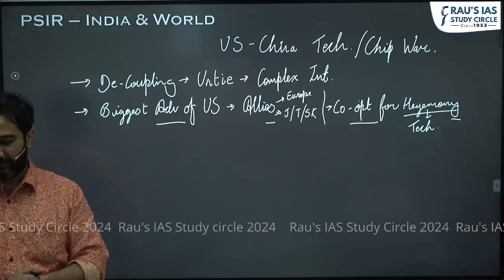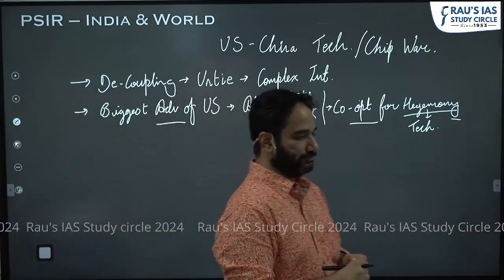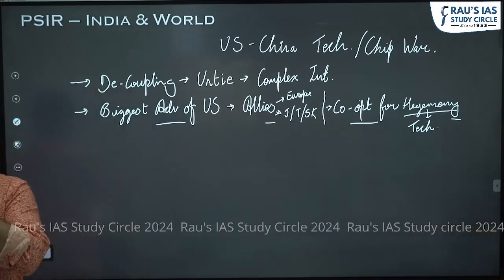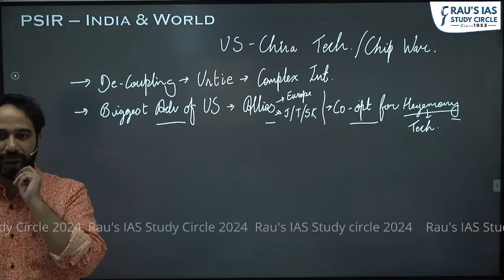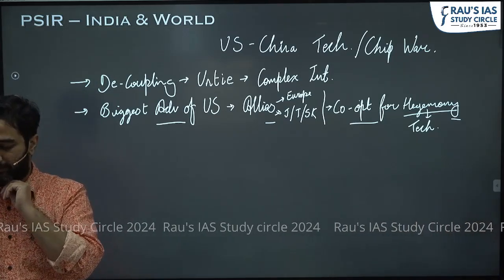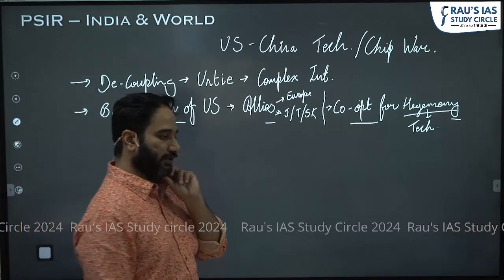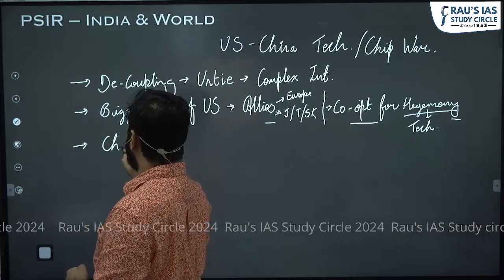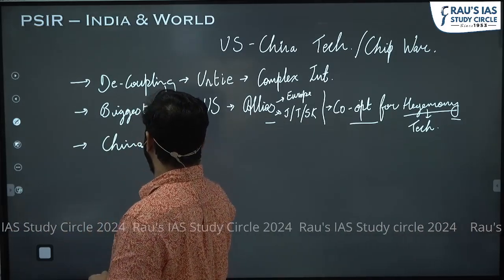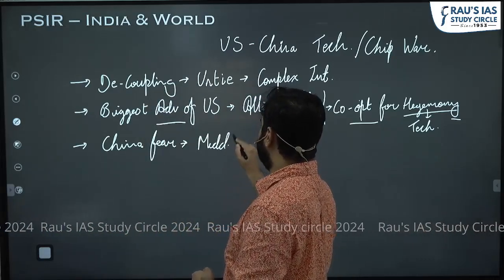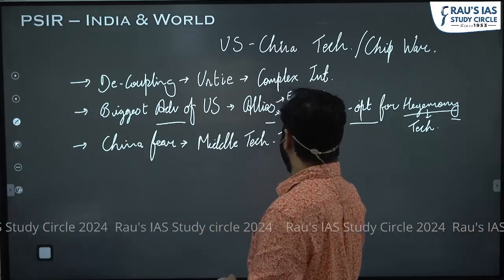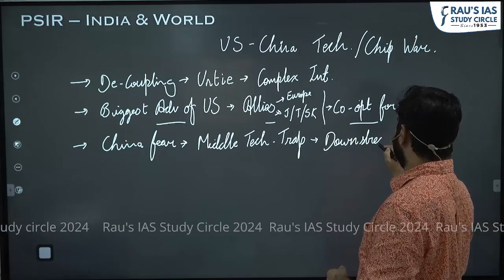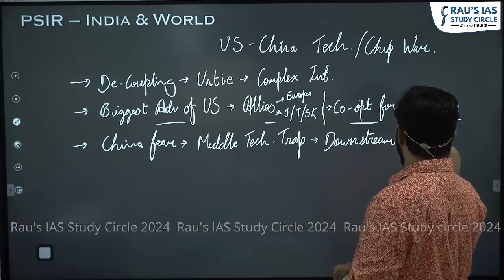Separate paragraph. The fear in China is that of the middle technology trap, whereby China would be at the downstream of the global value chain.